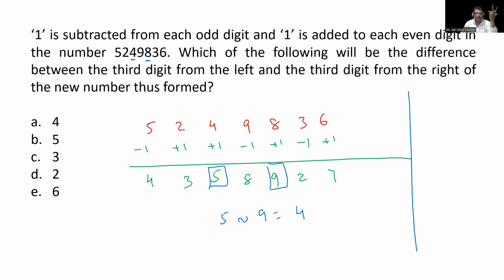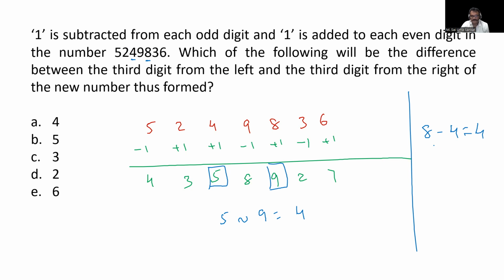What is the other way? No need to add. Why? Because these two are even numbers, so simply subtract 4 from 8. That is 4, the required answer. Okay, no need to do all these things, but initially you need to practice like this. After you gain confidence, then only you move to this method. Right?